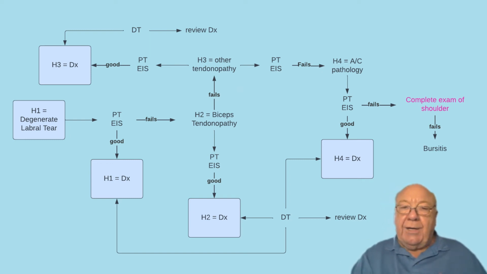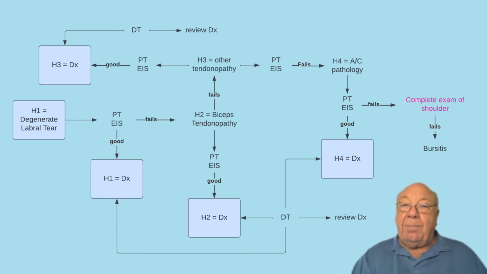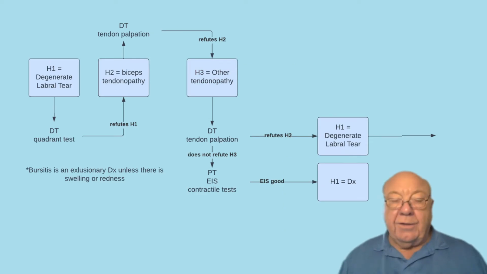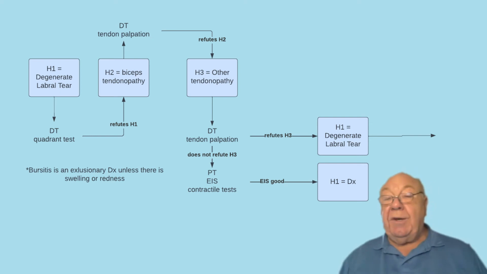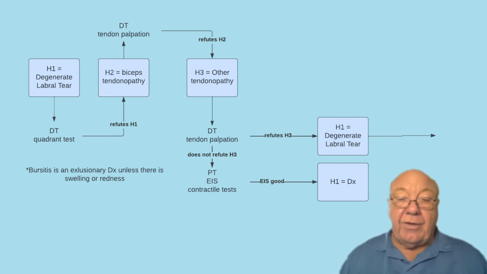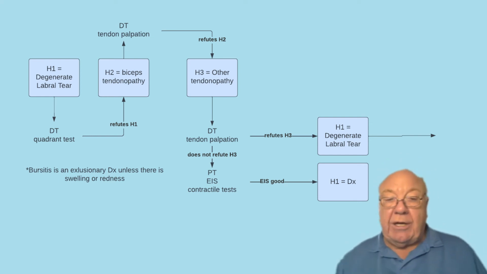So this is proving the hypothesis rather than disproving it. Okay, so let's look at the alternate method. This one looks more complex, but there's less to it actually, and I'll explain that in a second. So we've got the same hypothesis going in, degenerate labral tear.